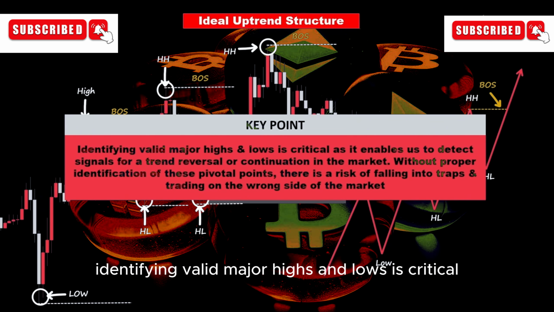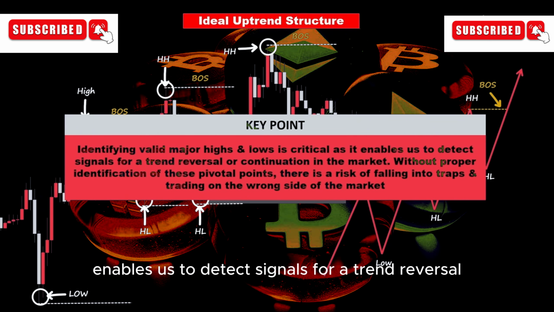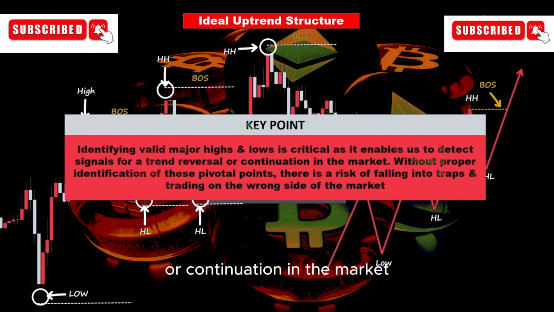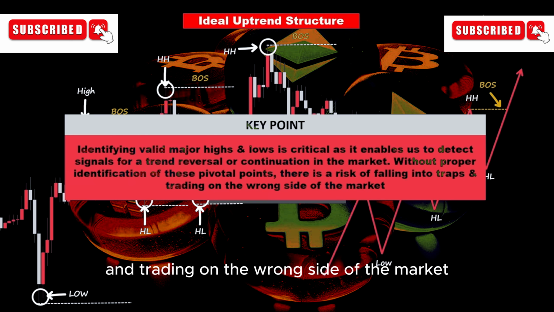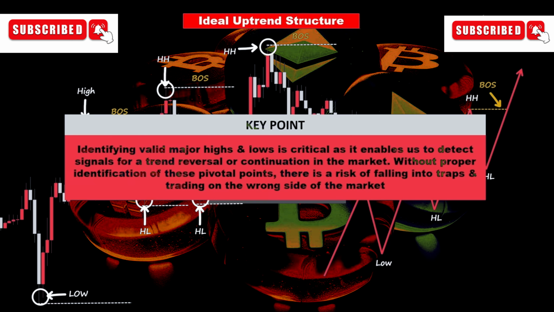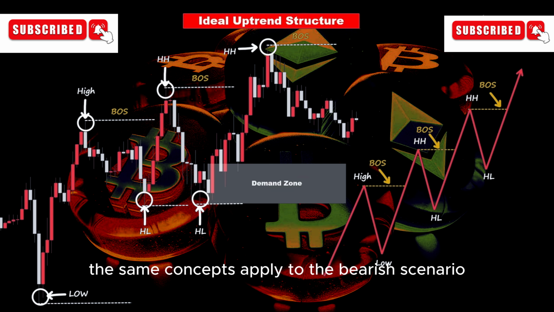Identifying valid major highs and lows is critical as it enables us to detect signals for a trend reversal or continuation in the market. Without proper identification of these pivotal points, there is a risk of falling into traps and trading on the wrong side of the market. The same concepts apply to the bearish scenario.